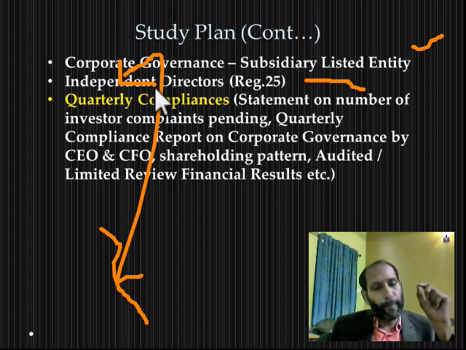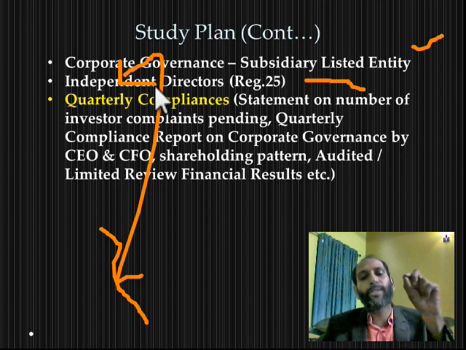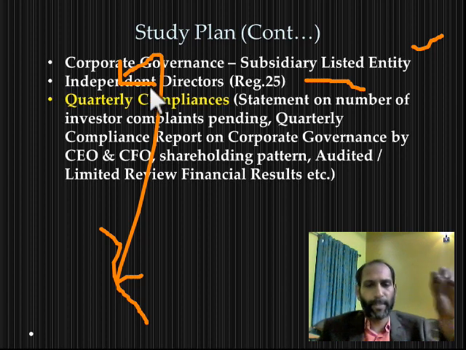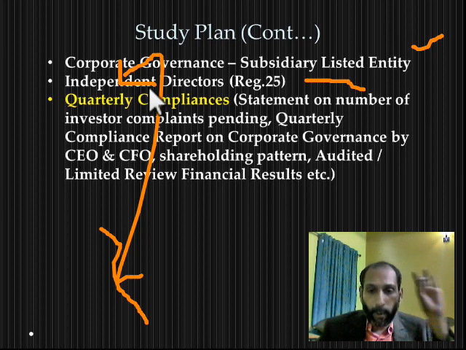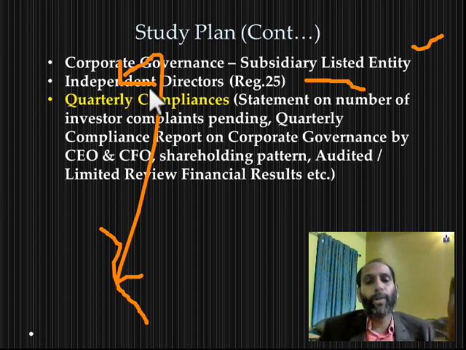You might have already studied under 149, but you have to study 149(4), subsection 4, subsection 6. You have to study it, but you have to study independent director provisions in the LODR regulations in detail also. And I would request you to make a comparative chart: Companies Act provisions, LODR provisions. So it will be easy.